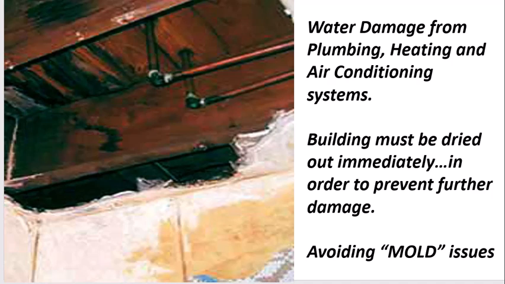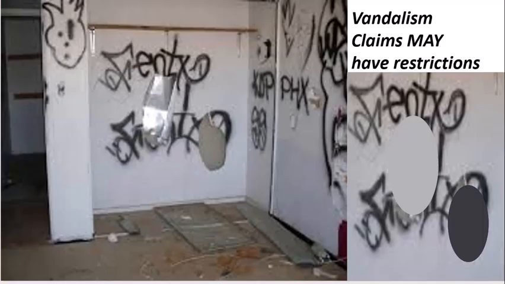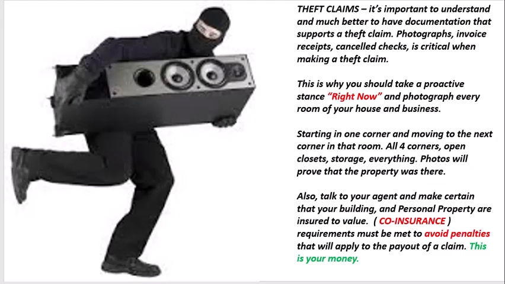Water damage from plumbing leaks, air conditioning systems. Building must be dried out immediately in order to prevent further damage, avoiding mold issues. Vandalism. Vandalism claims have stipulations and vacancy requirements, being occupied, vacant. Some theft claims. It's important to understand that having proper documentation and photographs, invoices, receipts, canceled checks is critical when making a theft claim.